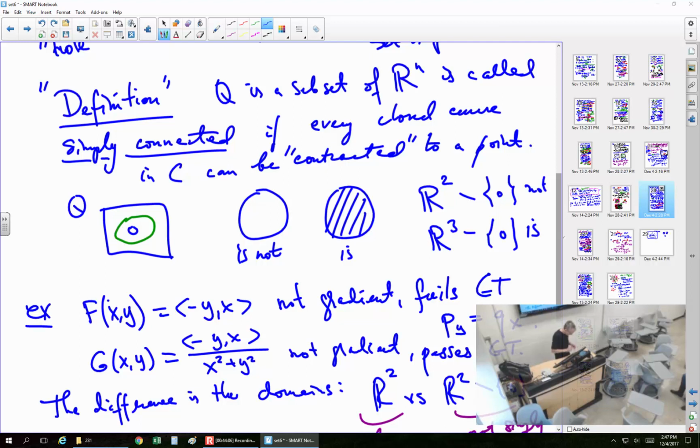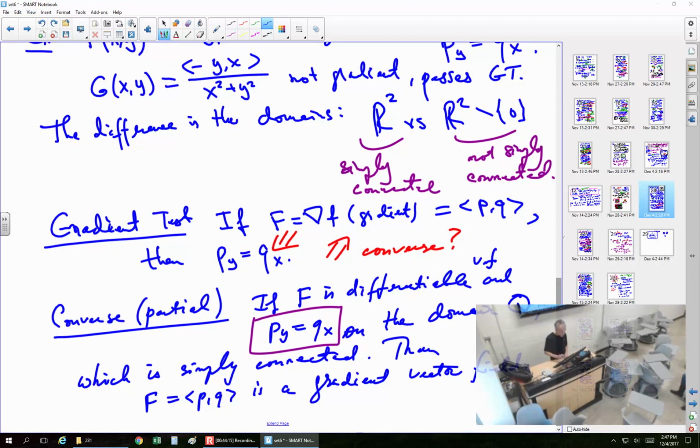Okay, so dimension 3 is more complicated. Remember, there was a gradient test for dimension 3. Remember that one? We compare the appropriate second order mixed partial derivatives. Well, there are 3 derivatives each.